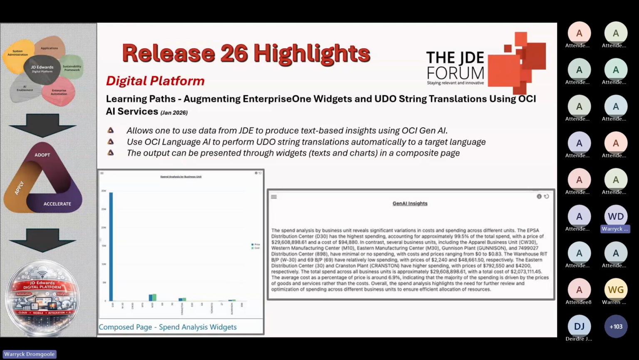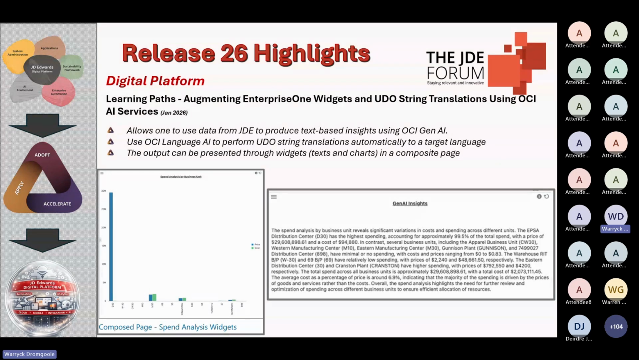On the digital platform, there's quite a few enhancements here. On the learning paths, you have the augmenting Enterprise One widgets and UDO string translation using OCI AI services. It allows one to use data from JD Edwards to produce text-based insight using OCI Gen AI. The output can be presented through widgets, either text or charts, in a composite page.